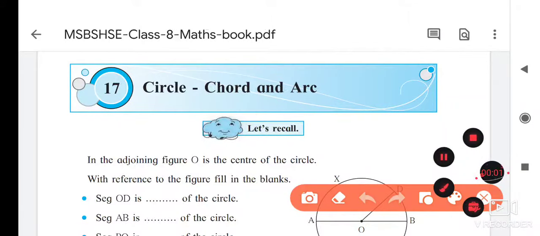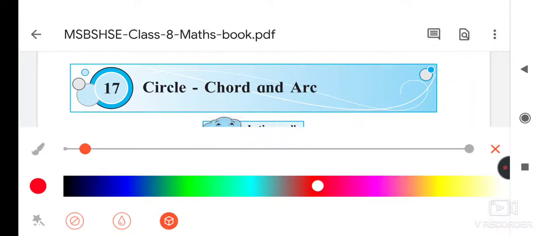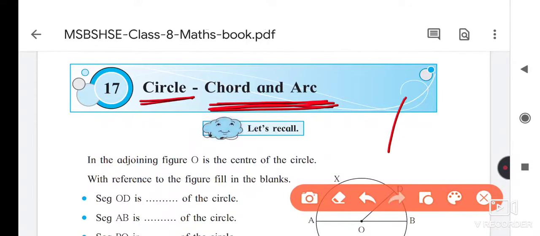Hello students, today we will start the last lesson from our syllabus, that is lesson number 17, and the name of the lesson is Circle, Chord and Arc. Inside the circle lesson we are going to study the chord, the properties of chord and the arc that we are going to study now.